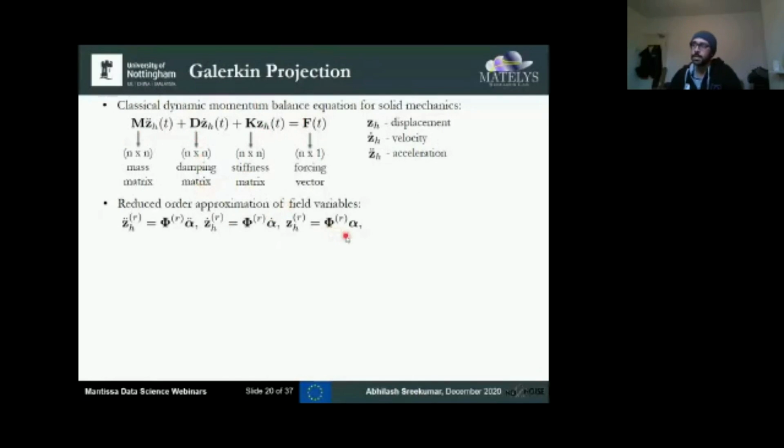If you remember already, we can express this Z of h as a linear combination of the reduced bases. We write this in vector form as phi R times alpha. The alpha are the unknown coefficients. Phi R are the reduced bases that we have already computed using the SVD.